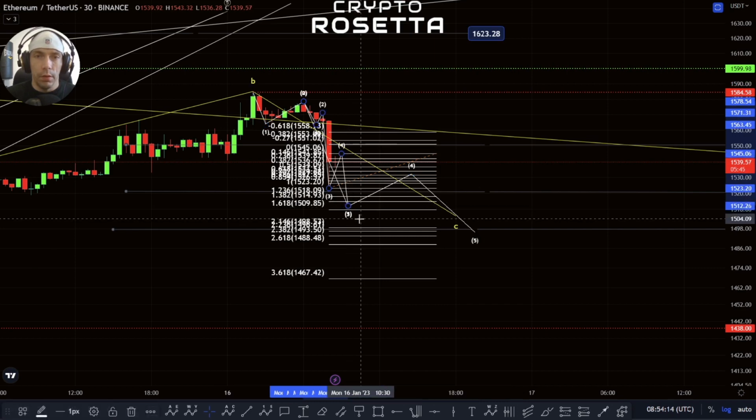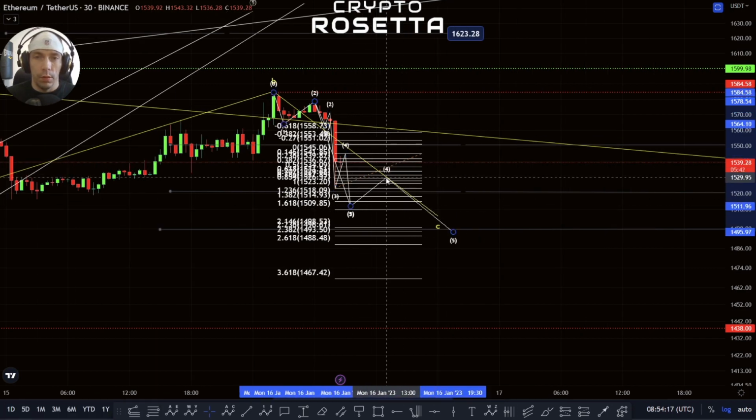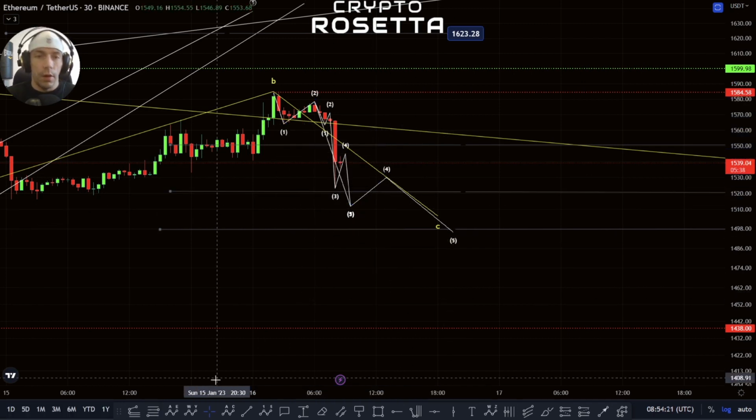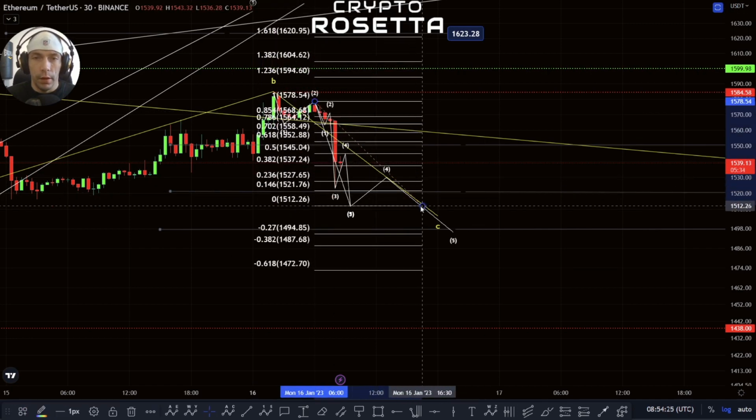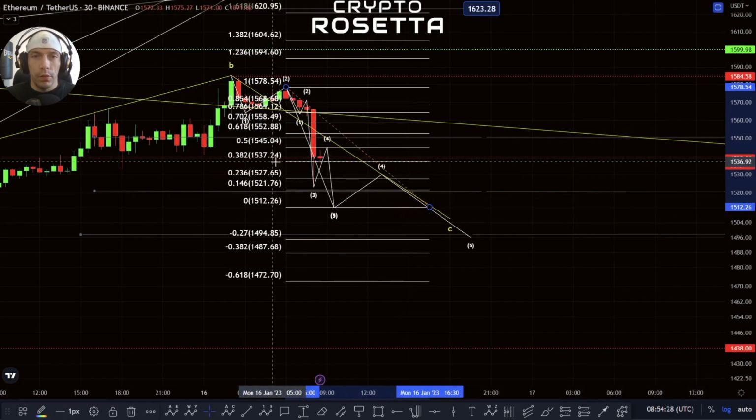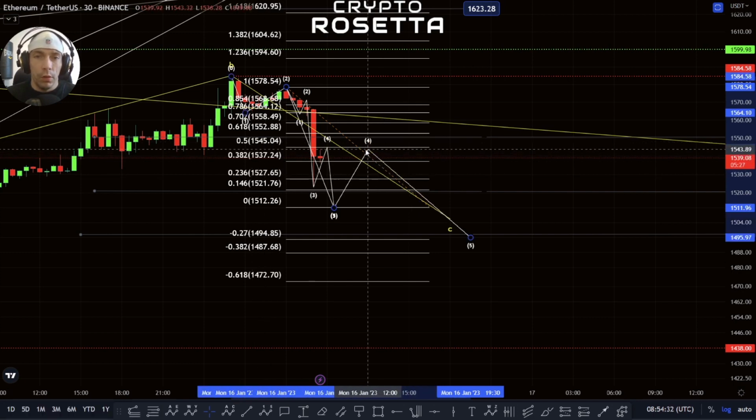And what we'd be looking for here is additional fourth and fifth waves to the downside, depending on how high this fourth wave goes. We wouldn't want it to come much higher than the zone indicated here, which would be this 50%. So back to this 1545. These could look to line up.